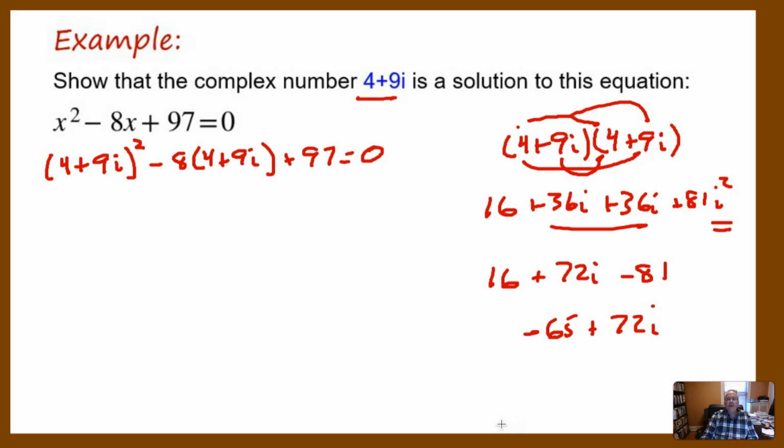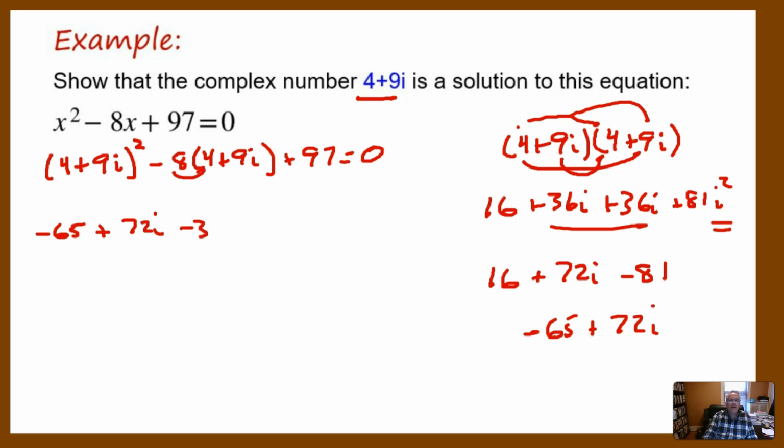This is really the pain of the whole thing, just multiplying out something like this. But I want you to be able to do it. So this first thing is -65 plus 72i. Now, we're ready to move on.